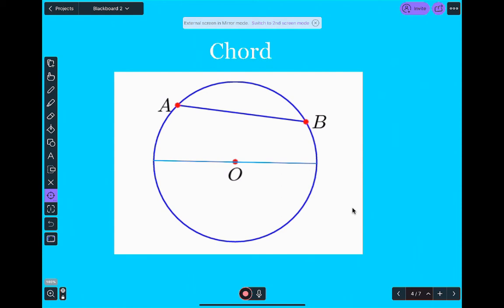Hey guys, this is going to be a short video to give you some of the key terms we're going to be working with in Chapter 10. In Chapter 10, we're working with circles, and the first key term that we're going to use in our first assignment is going to be a chord.